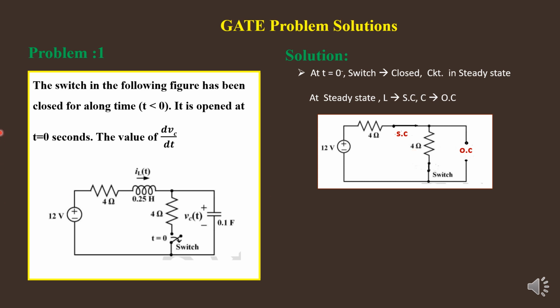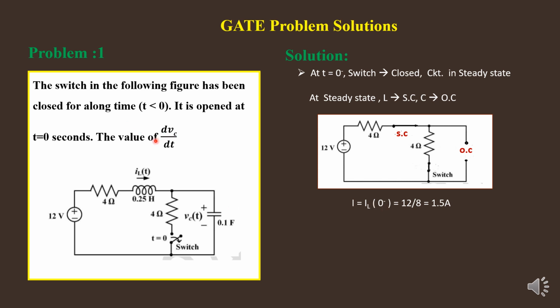I am going to find the current through the inductor. IL of 0 minus equals 12 by 8, because the total voltage, by Ohm's law, is 12 volt. Here this 4 ohms and this 4 ohms are in series, so totally 8 ohms. So V by R, 12 by 8, which is equal to 1.5 amps at the initial condition. That is the current through the inductor at t equal to 0 minus.